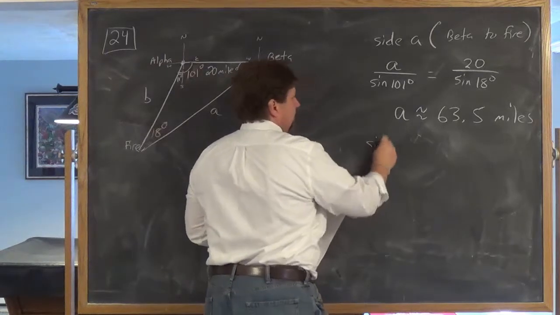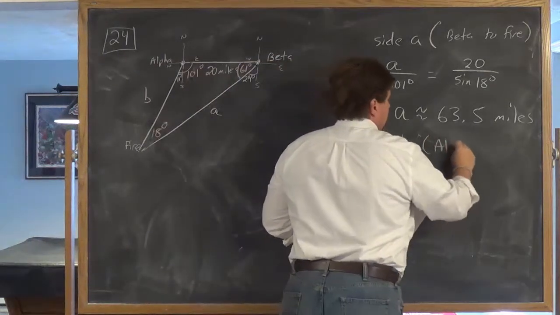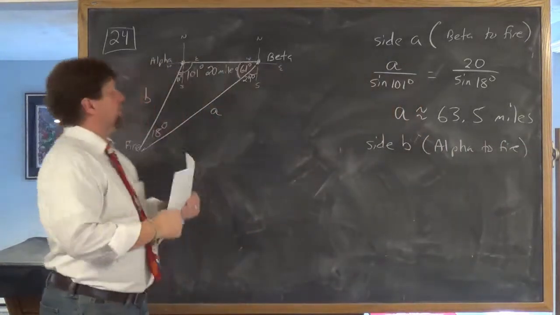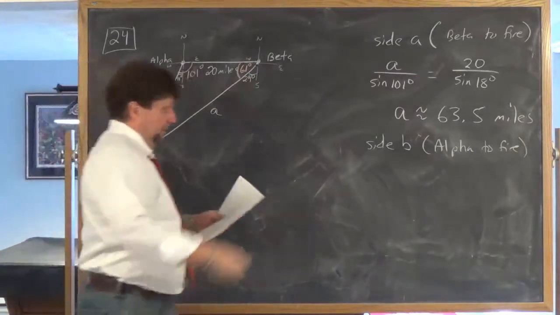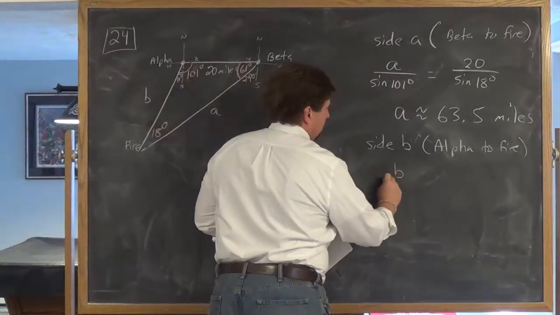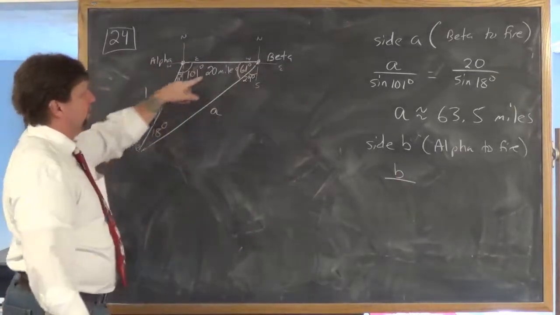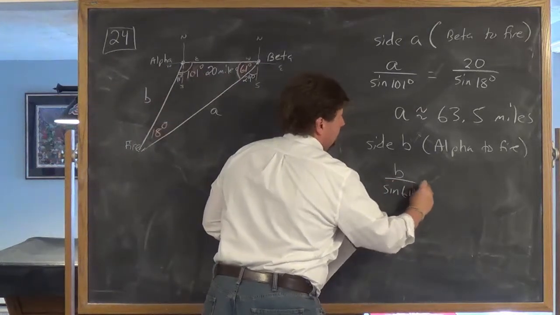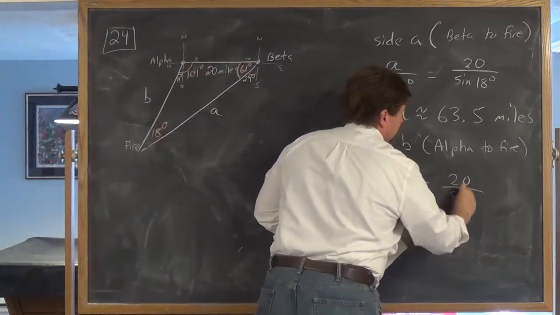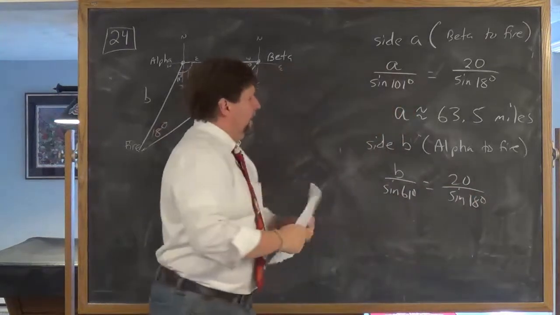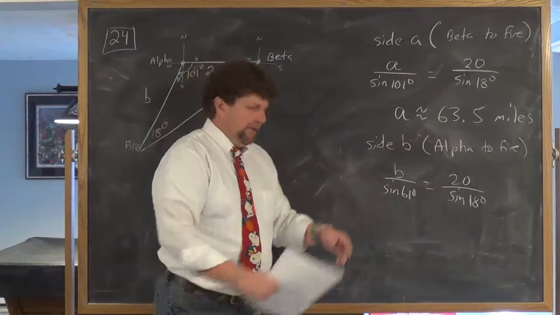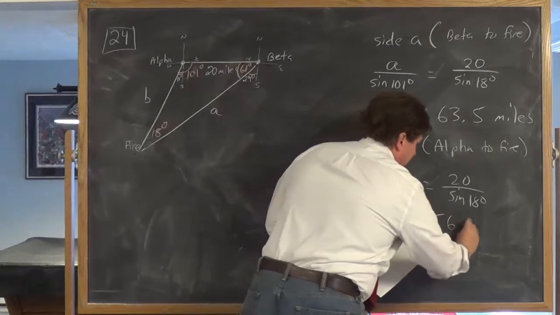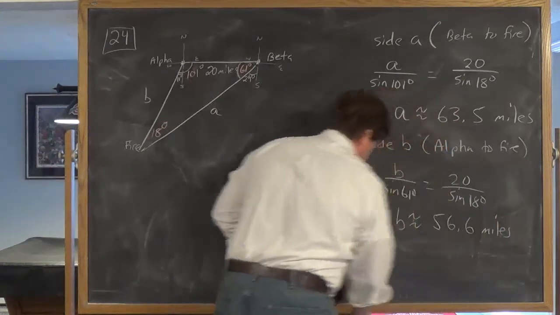To get side B, which is the distance from Alpha to the fire, I'm going to use the law of sines again. So I have B over the sine of 61 degrees equals 20 over the sine of 18 degrees. And again, folks, just multiply both sides by the sine of 61 degrees, and we get B to be about 56.6 miles.